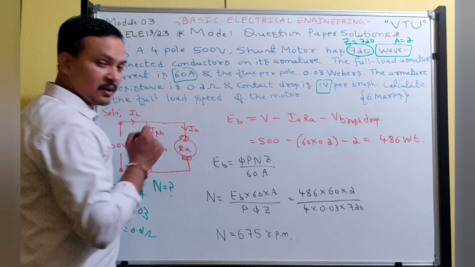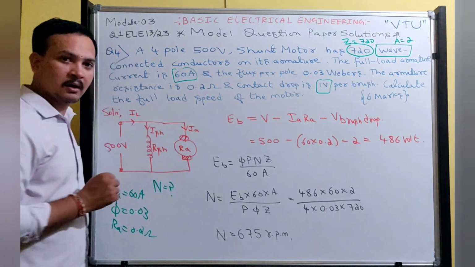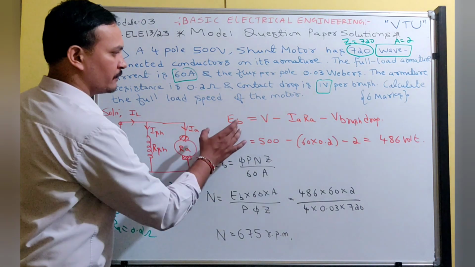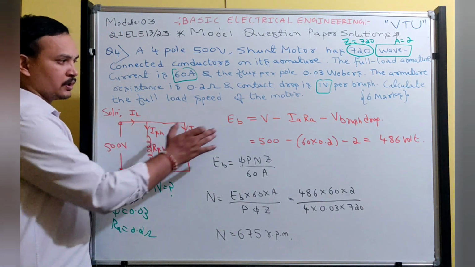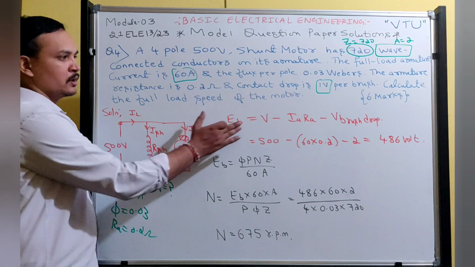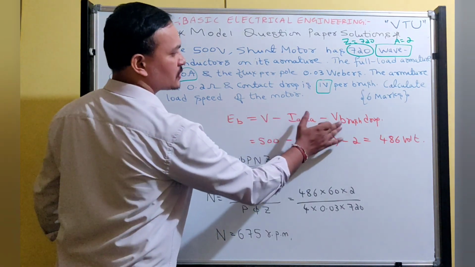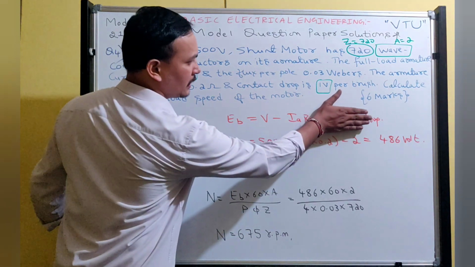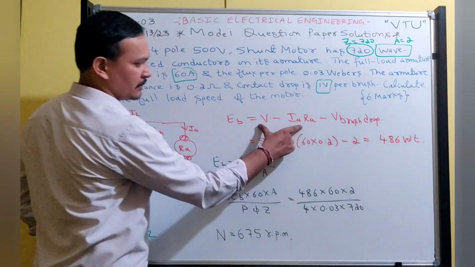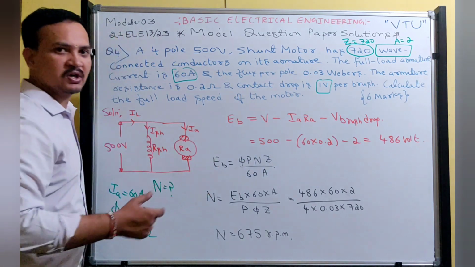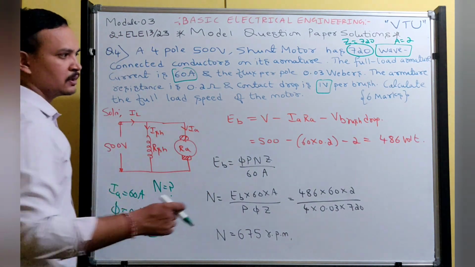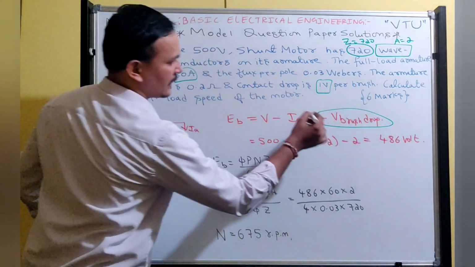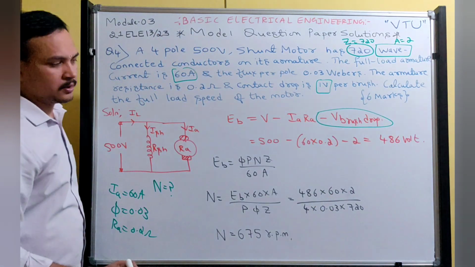So, how to find the back EMF? Back EMF is calculated using the voltage relation of the shunt motor. That is this equation. For a shunt motor, the back EMF equation is V minus IA RA minus V brush drop. If brush drop is not given in the question, you can delete this term. Then the back EMF equation will be only V minus IA RA. If brush drop is given, then only take this term. Otherwise, neglect that part.